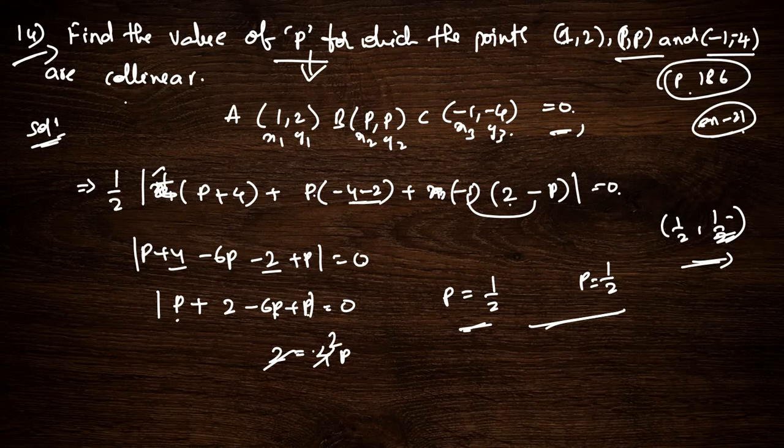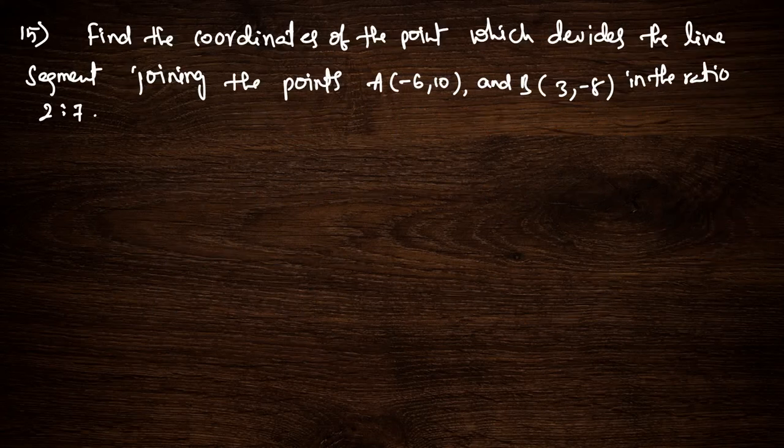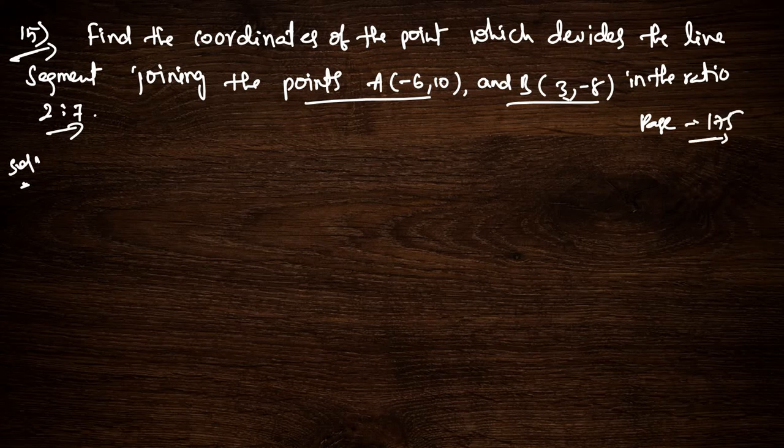So this is the p value. Since the point is given as p comma p, p is 1 by 2 here. Now moving to the next question, the 15th one. The 15th question is: find the coordinates of the point which divides the line segment joining the points given in the ratio 2:7. This type of question is on page number 175 in your textbook, in coordinate geometry. The example number is 10 here. Please do practice that one also, you will get benefit.